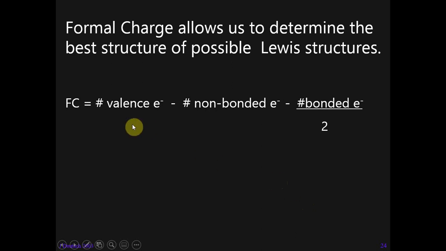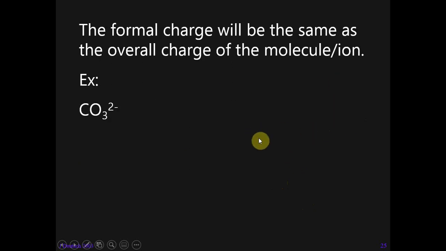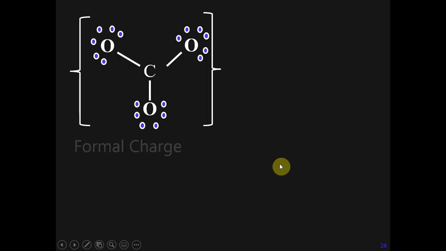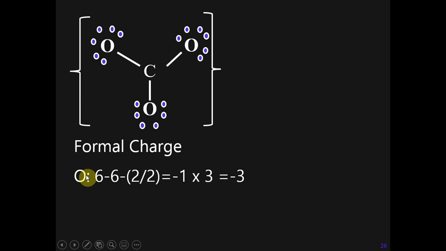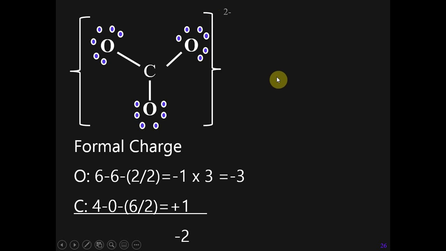The formal charge is simply the number of valence electrons minus the number of unbonded electrons minus the number of bonded electrons divided by 2. So how does that look? For CO3 2-, let's set that up again. To calculate the formal charge for oxygen, 6 minus 6 minus 2/2 gives us -1, and all 3 of them are the same, so each one has a formal charge of -1. The carbon is 4 minus 0 minus 6/2, which is equal to +1. Add those up and you get a -2 formal charge, which makes sense because the overall charge of this thing is -2.